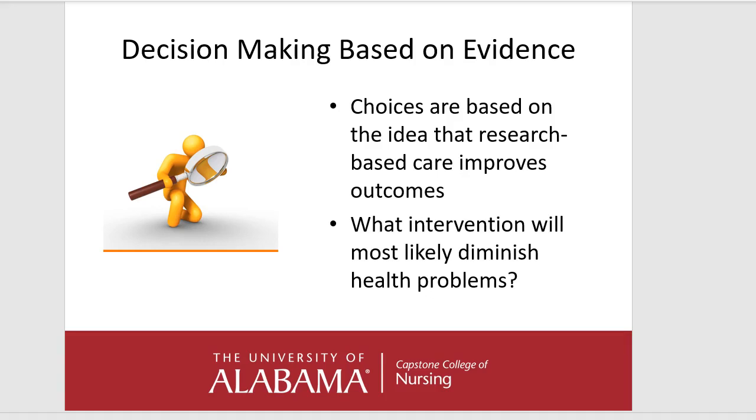Recently in healthcare, we have put a lot of emphasis on making the best decisions for our patients and working with our patients to make the best decisions based on evidence. So decision making based on evidence means that the choices are based on the idea that research-based care improves outcomes. So turning to empirical evidence that supports why we are doing what we're doing for our patients. And then considering what intervention will most likely diminish the health problems that someone might experience.